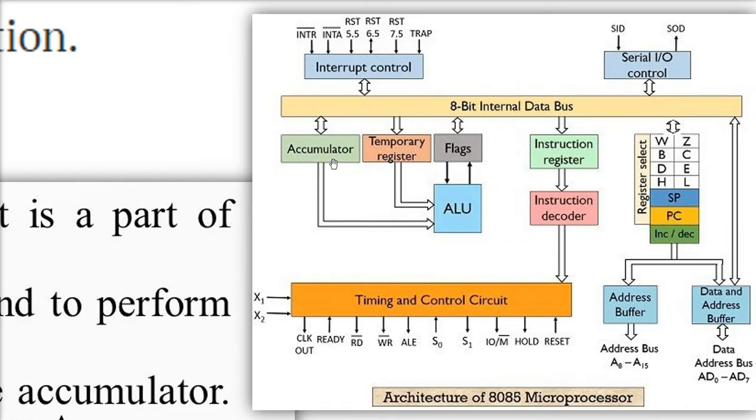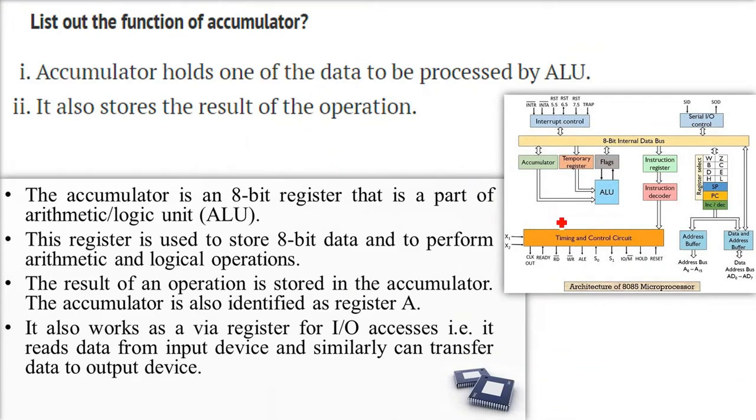Why does it become so important? Because the accumulator is an 8-bit register in the 8085. A register is nothing but a combination of flip-flops, so 8 flip-flops make 1 register. This is a part of the ALU, the arithmetic logic unit. This is the important part. This particular register is used to store 8-bit data and also to perform arithmetic and logical operations.